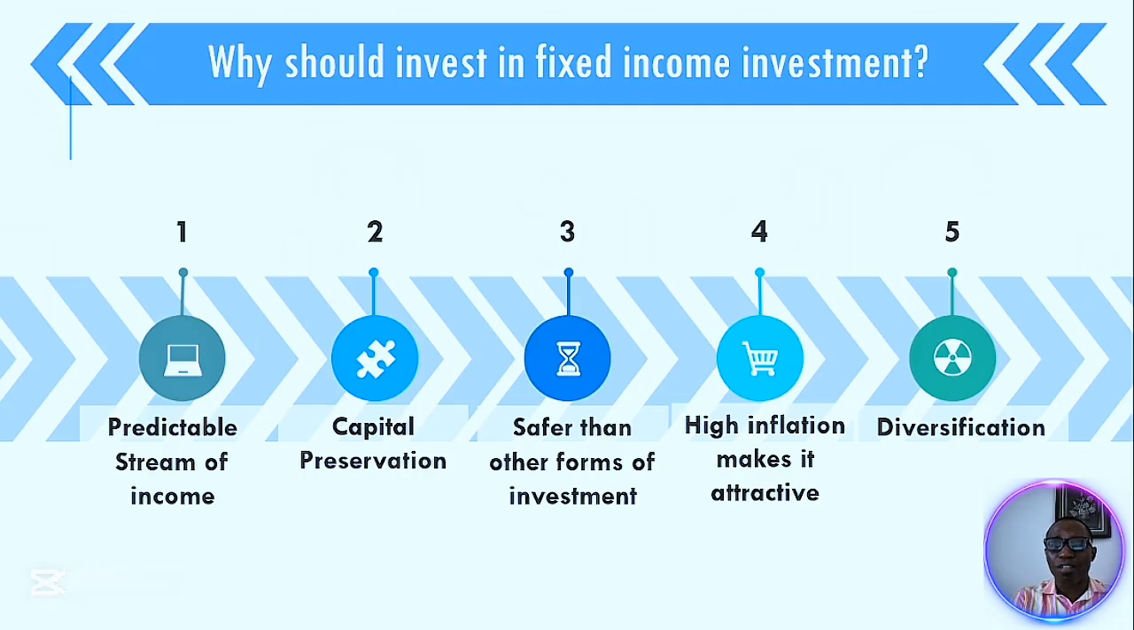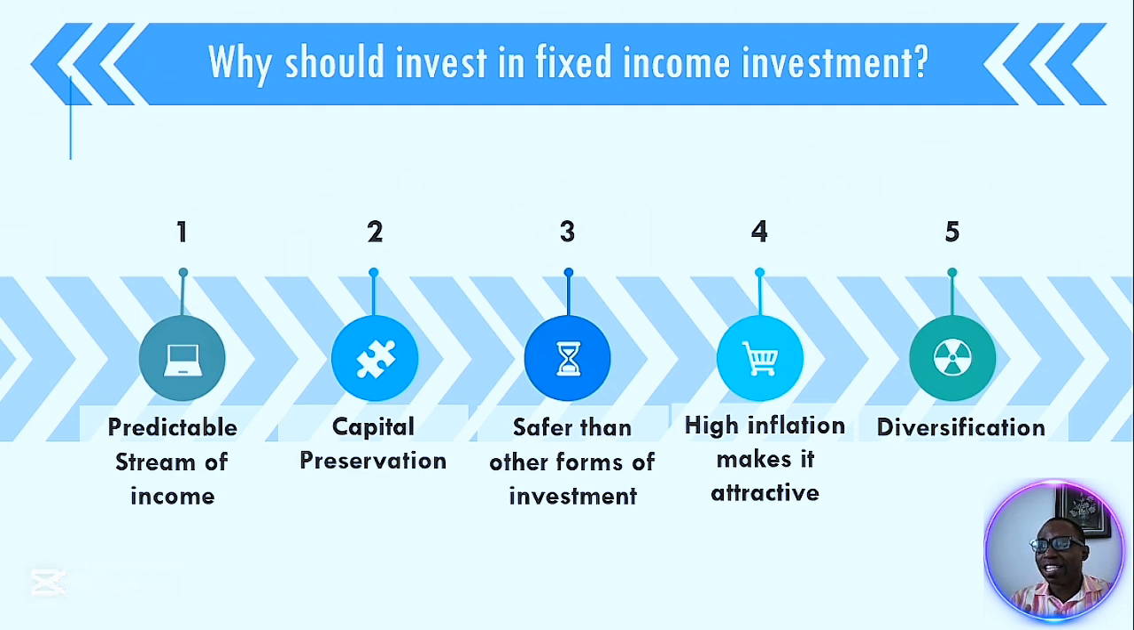Don't put all your eggs in one basket. Even if you have been investing in shares and stocks, you've been investing in real estate, there's nothing bad in investing in fixed income investments. You are diversifying your investment. You are mitigating your risk. You are reducing your risk to the barest minimum, because when you diversify, your risk is being reduced. Why? Because if you are only investing in one asset, what if something happens to that asset or that instrument?